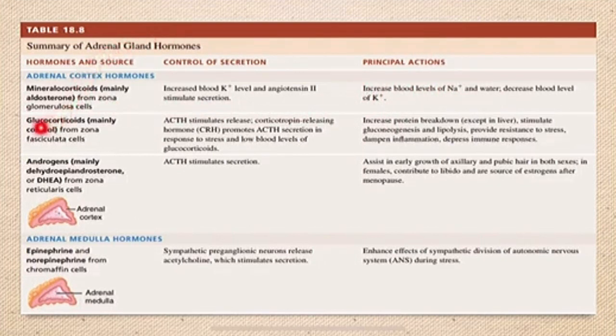Next would be your glucocorticoids, mainly your cortisol. It is important for stimulating gluconeogenesis, or the production of new glucose molecules. It is important for protein breakdown, as well as it suppresses the immune responses.